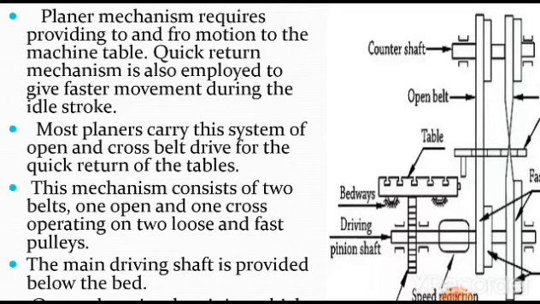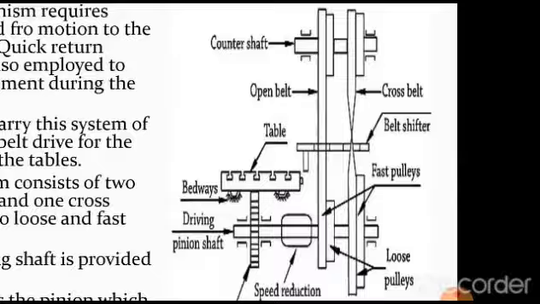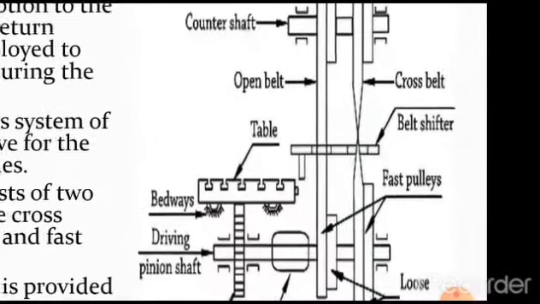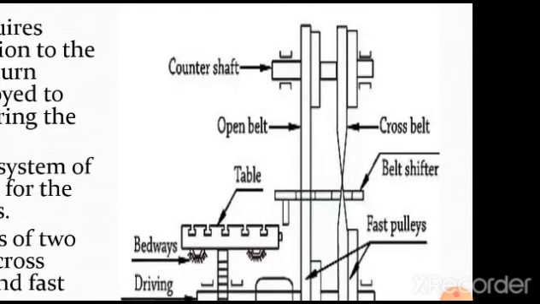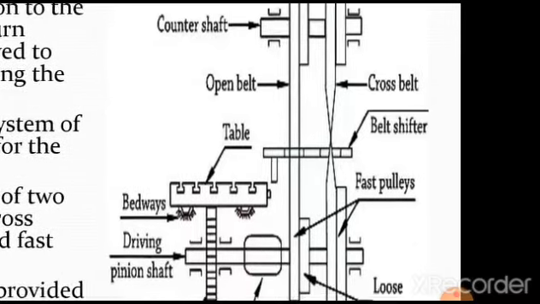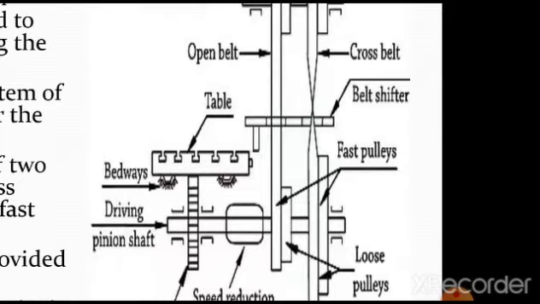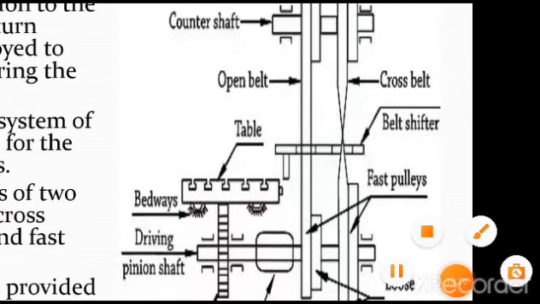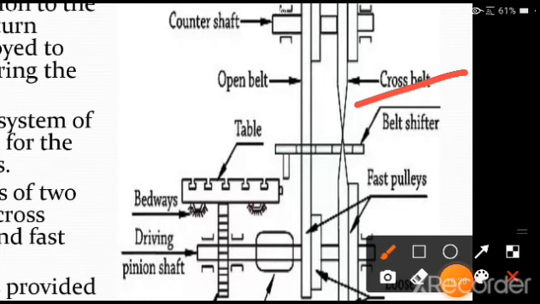This mechanism consists of 2 belts. One is called an open belt and another is called a cross belt, operating on two loose and fast pulleys. Let us understand here. Now I am going to explain this in detail. As you can see on the top, the counter shaft is used only to hold the other side of the belts. Now you can see clearly on the screen that this is called a cross belt, as you can see it is crossed, and this is called an open belt.